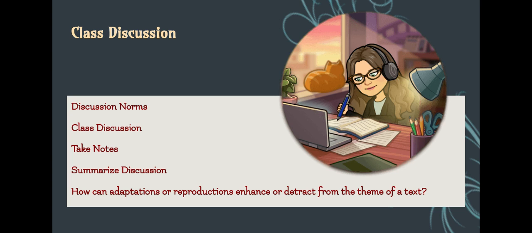What other adaptations or reproductions have you seen? How did that adaptation or reproduction enhance or detract from the original text? Why do you think that a director or screenwriter would choose to develop themes that are different from the themes in the original source material? Why do you think a director would choose to focus on some themes of a play or source material and not on others? Now we will discuss our discussion question.